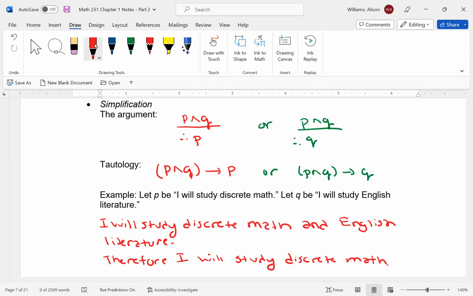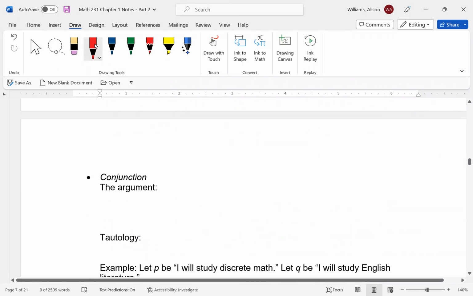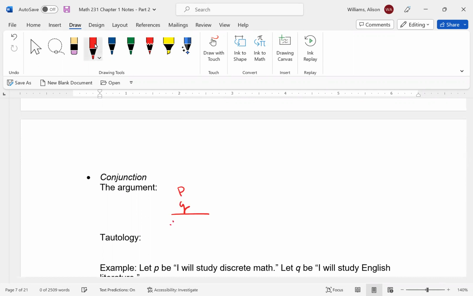Okay. Conjunction. So conjunction pairs two things together, two premises together. So I say P happens, Q happens, therefore P and Q. They both happened. Now, the book does do a little distinction where P is all by itself, Q all by itself. They put parentheses around just so you know that they're both individual. And then P and Q happen.